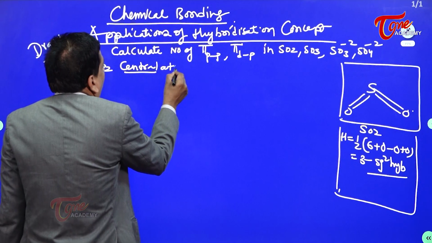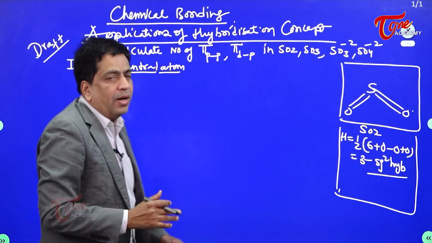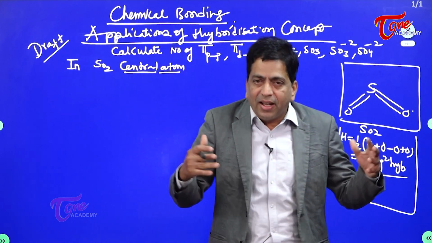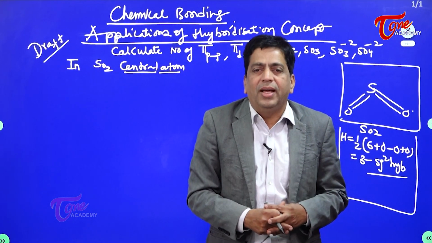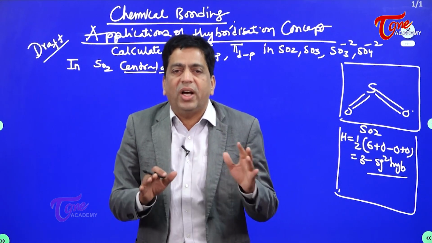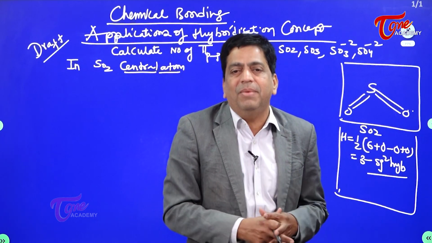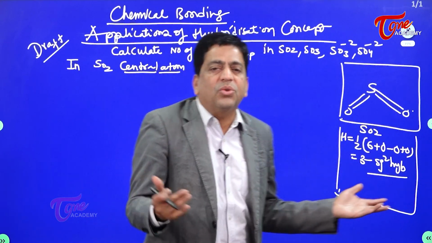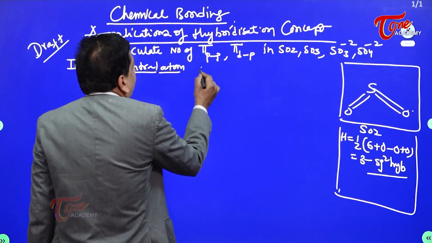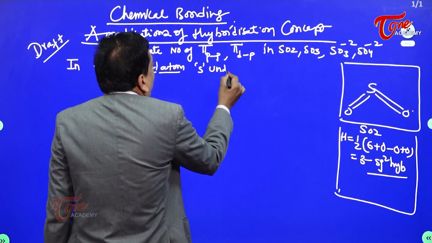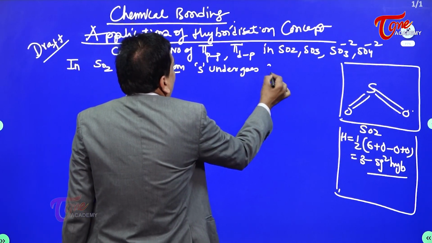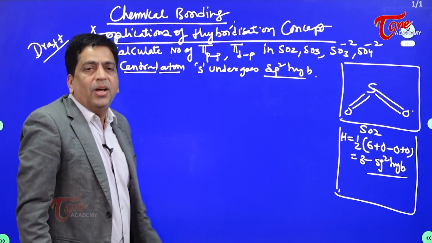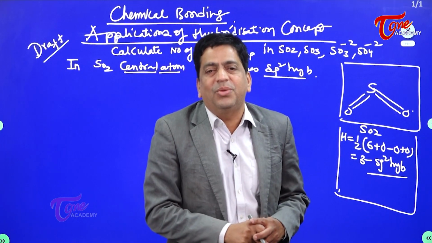Now what is the central atom? The central atom is the one in which the hybridization is taking place. That readiness happens in one atom, that is nothing but the central atom, and the central atom here is sulfur. Right? So in sulfur dioxide, the central atom, sulfur, undergoes sp2 hybridization.